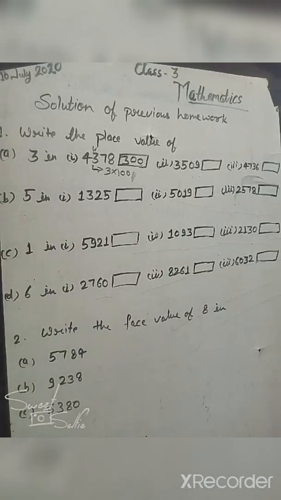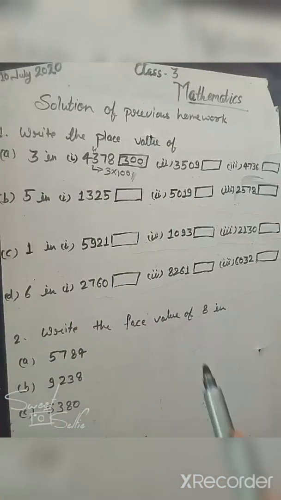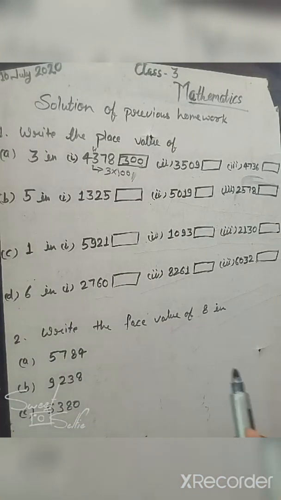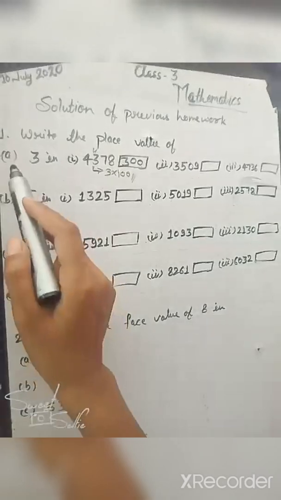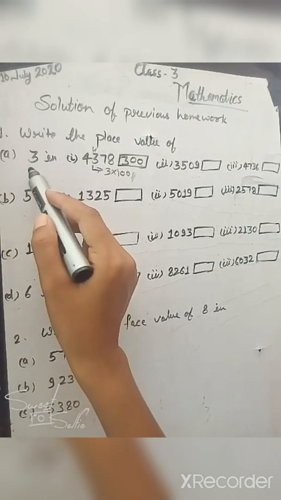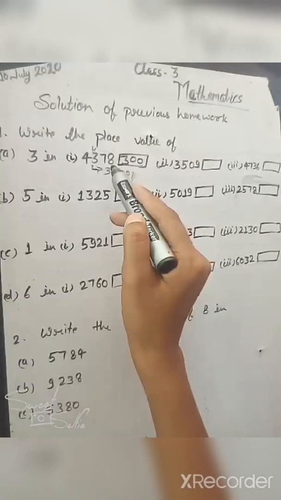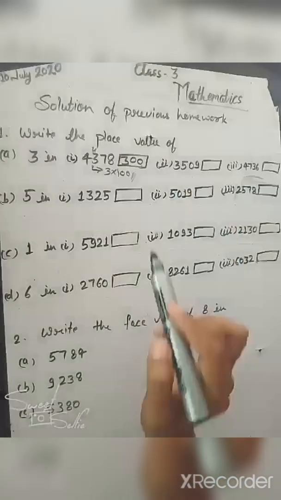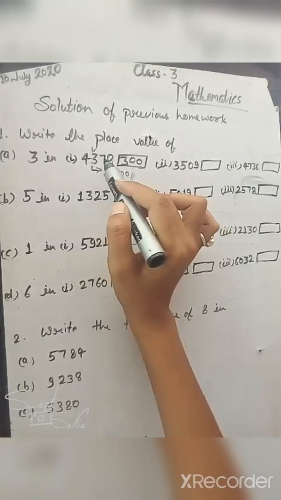In the previous video, I had given you these two questions to solve. Question number first, write the place value of, and question number second, write the face value of this number. So, my dear students, the place value of a digit depends upon its position in the number. So, look at the solution of A. We have to find out the place value of 3 in the first, 4378. So tell me, the 3 is at which place, which position in this number?